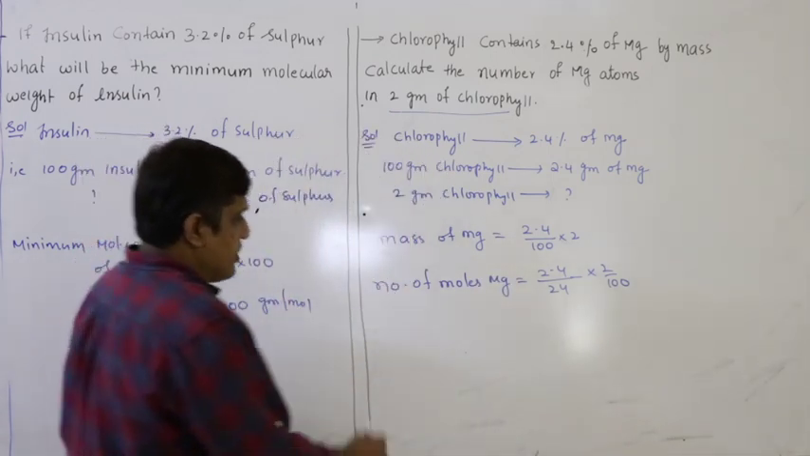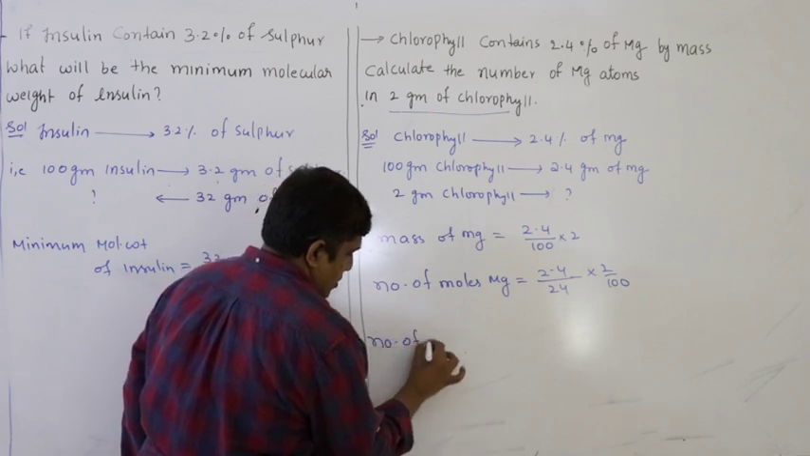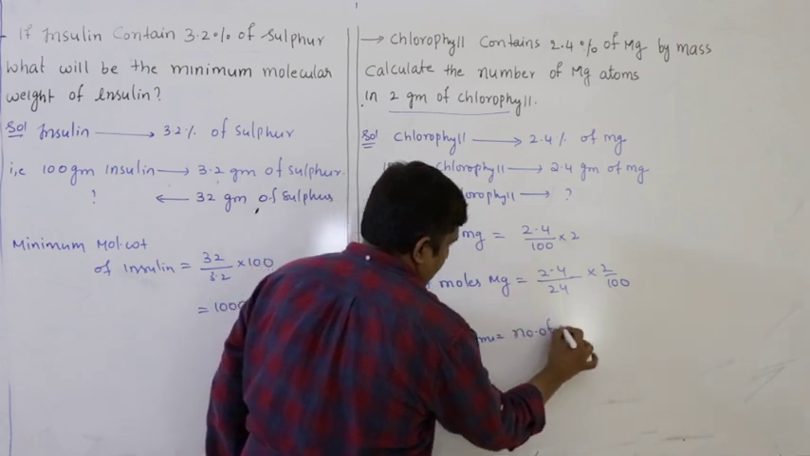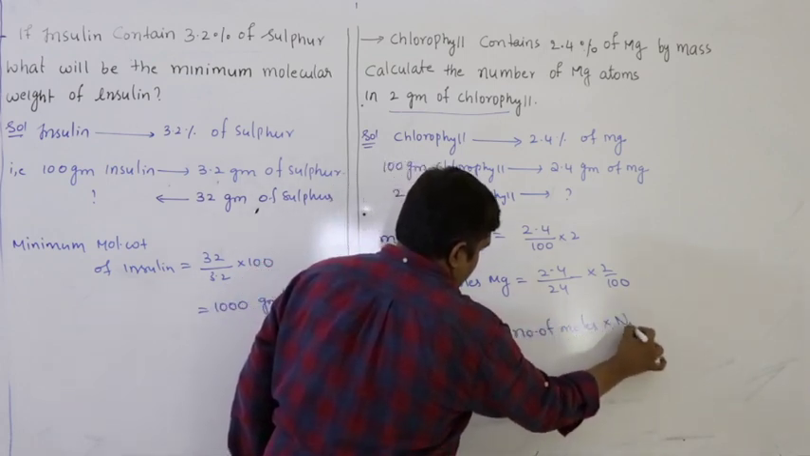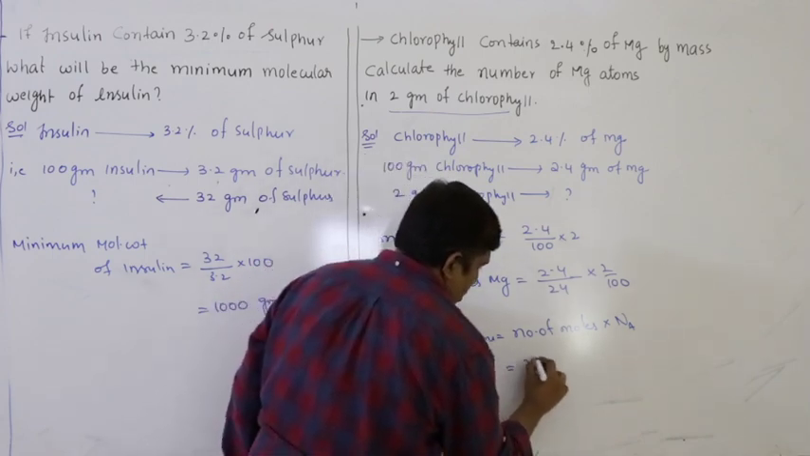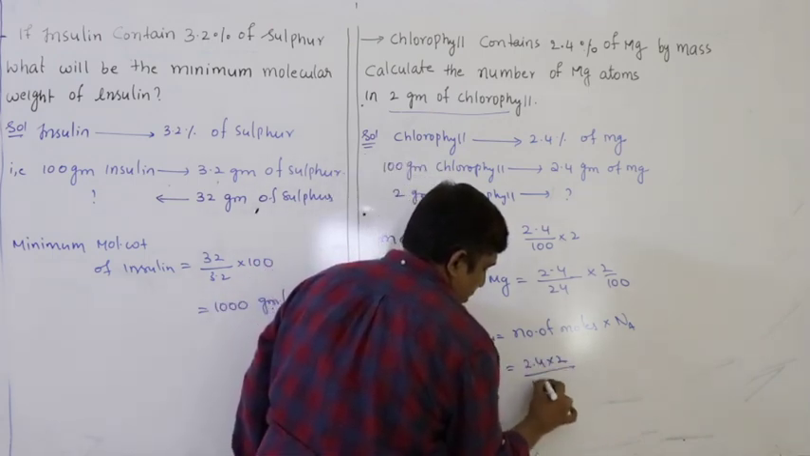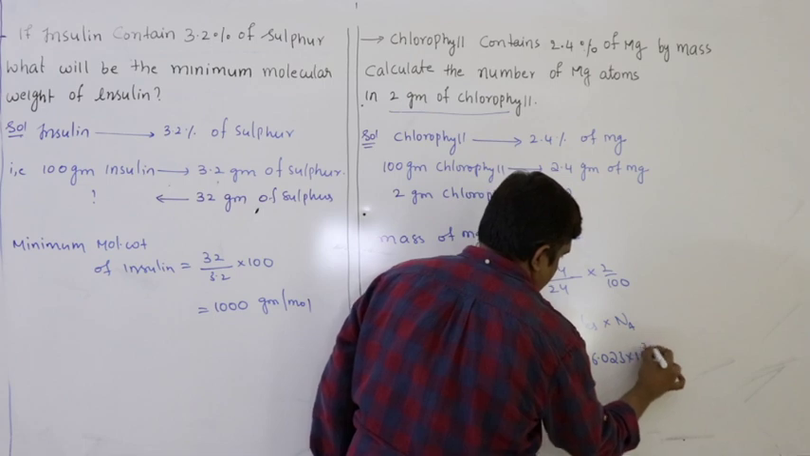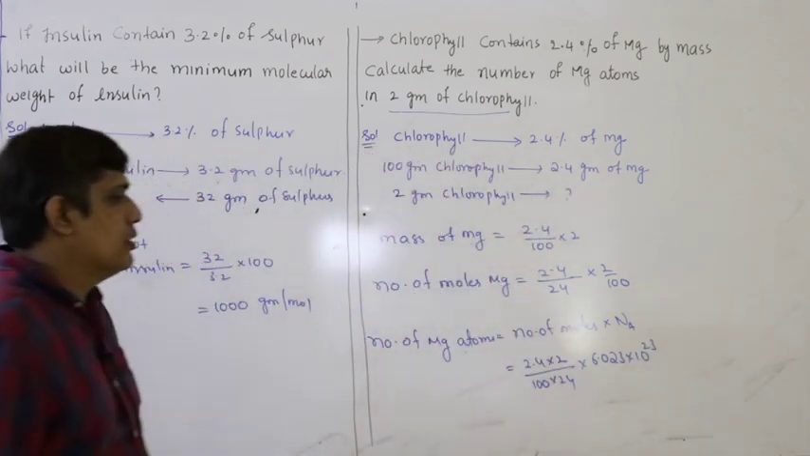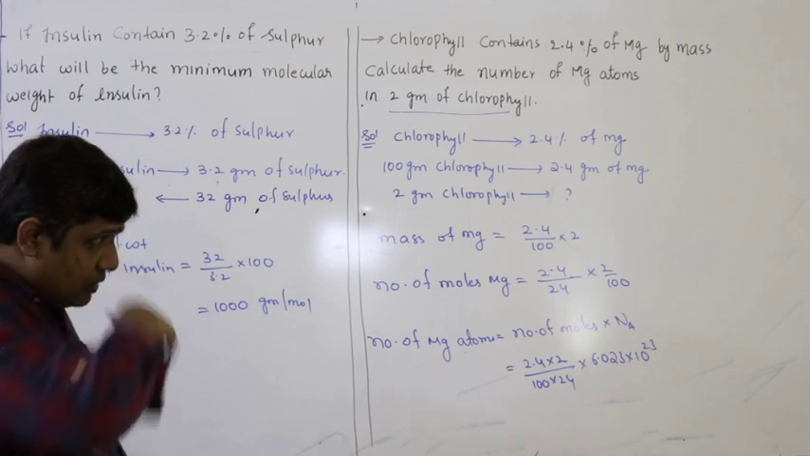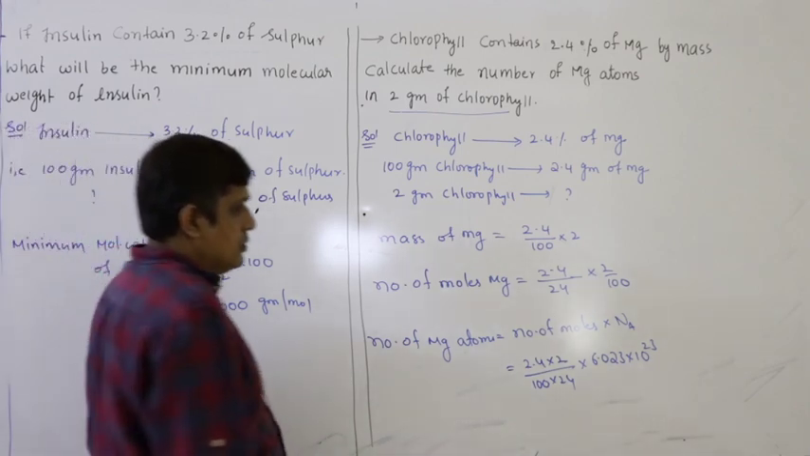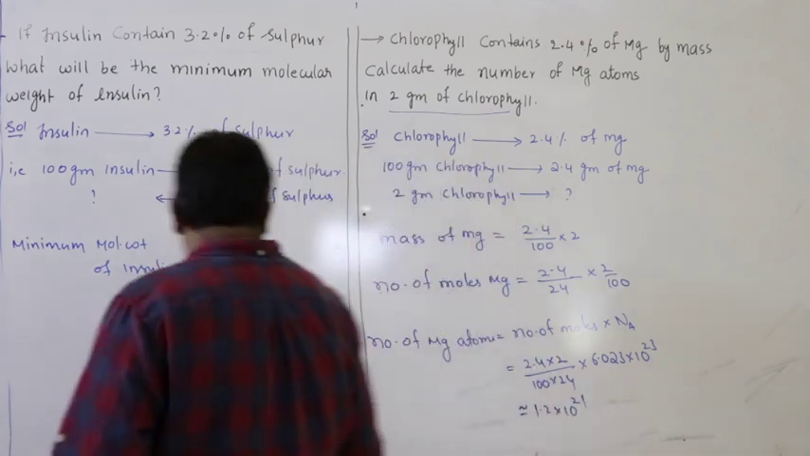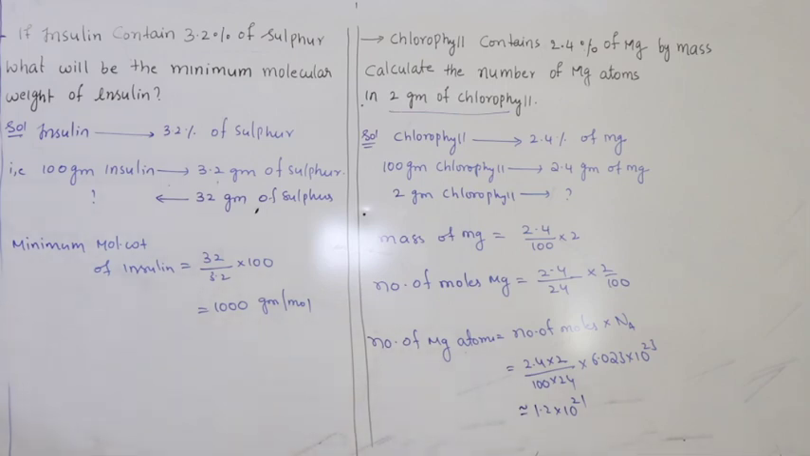What we require? Number of magnesium atoms. Number of magnesium atoms is equal to number of moles into Avogadro number. So how many moles we have? 2.4 into 2 by 100 by atomic weight into Avogadro. Approximately 1.2 into 10 power 21 magnesium atoms.